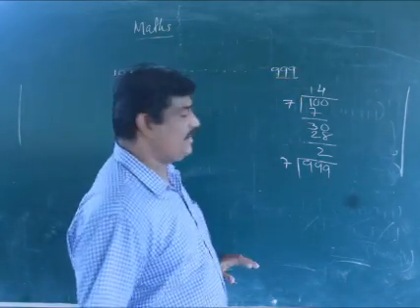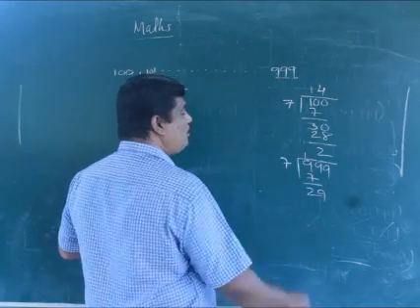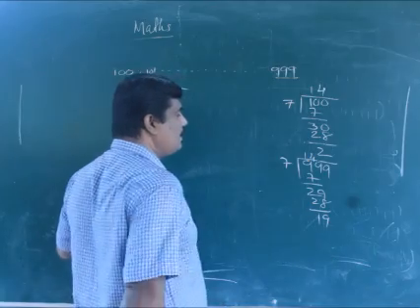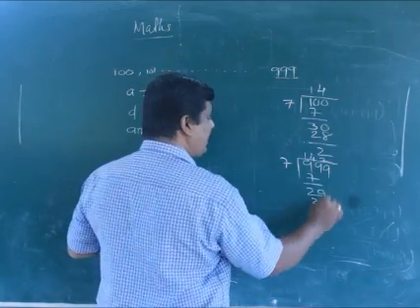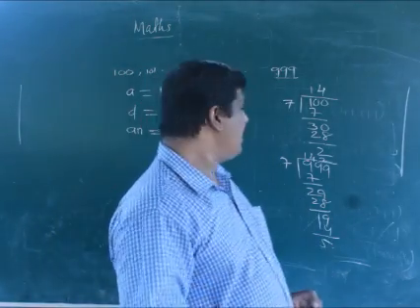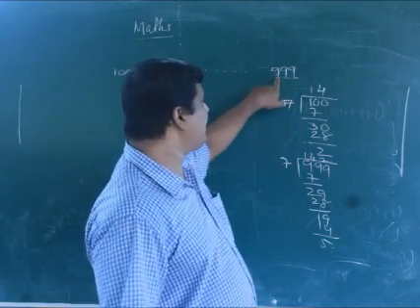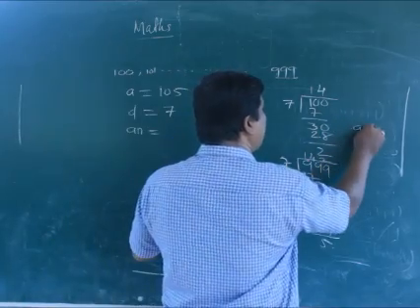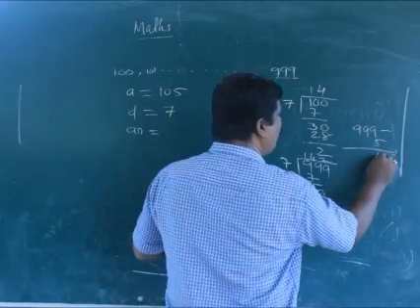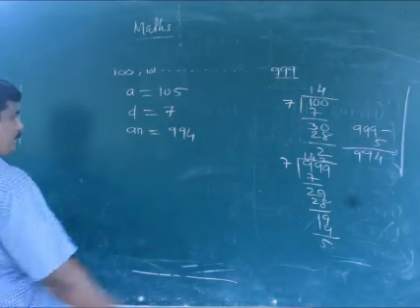So you divide it by 7. 9 divided by 7, 1, remainder 2. Next 9. 4 7s are 28, remainder 1. Again 9. 2 7s are 14, remainder 5. So that remainder 5 is directly subtracted: 999 minus the remainder 5. So what is the result? 994. So the last number is 994.